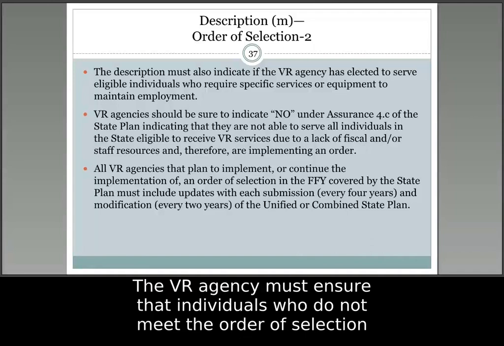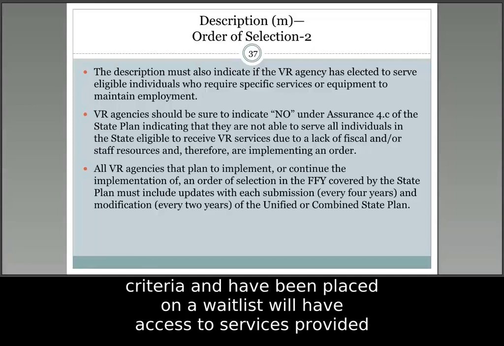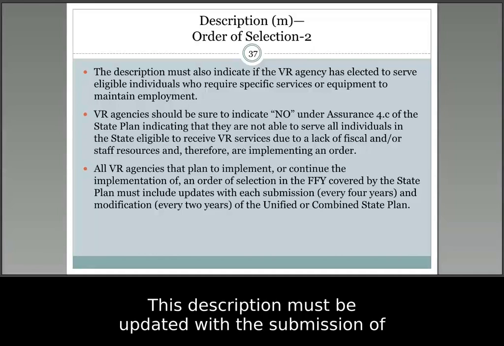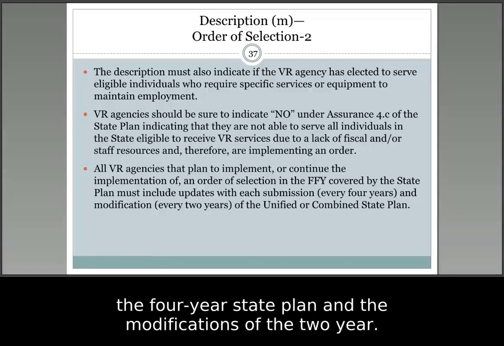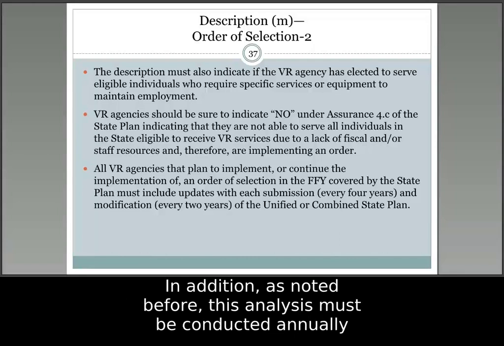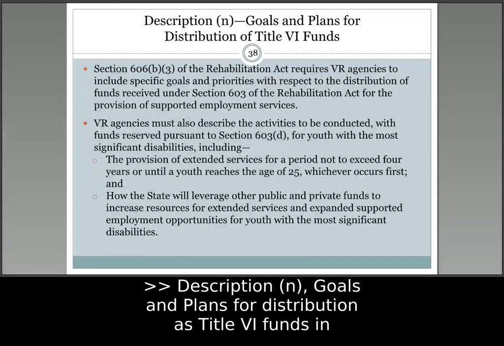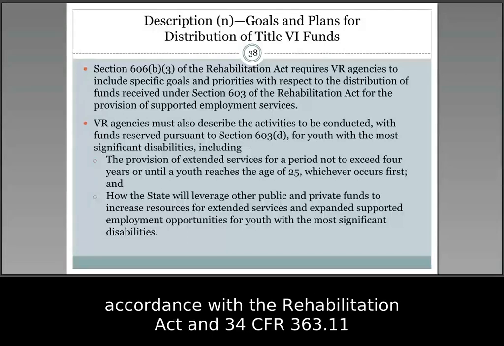The VR agency must ensure that individuals who do not meet the order of selection criteria and have been placed on a wait list will have access to services provided through the information and referral system established under 34 CFR Section 361.37. This description must be updated with the submission of the 4-year state plan and the modifications of the 2 years. In addition, as noted before, this analysis must be conducted annually by the VR agency before the start of the federal fiscal year.